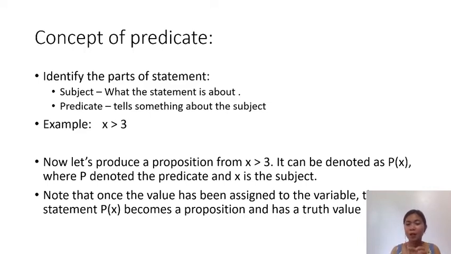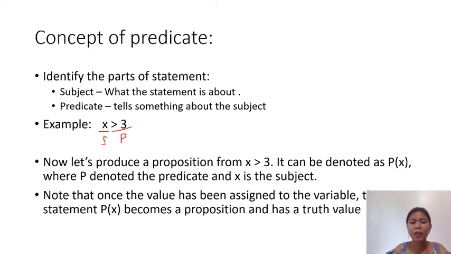We have the subject and we have the predicate. You have to identify these two parts of a statement. A subject, we know what that is: a subject is what the statement is about, and the predicate tells something about the subject. For example, x is greater than 3. Where is the subject? Where is the predicate? Here, x is our subject, and is greater than 3 is our predicate.